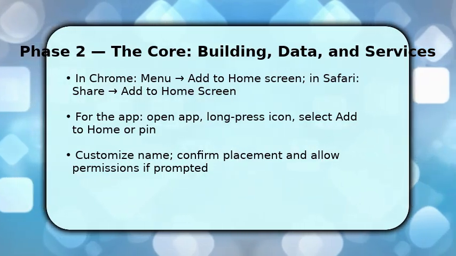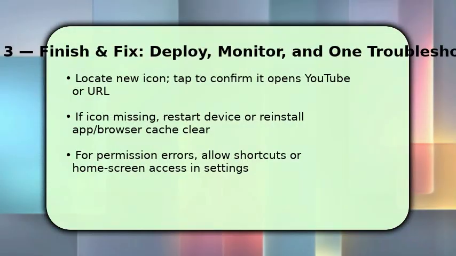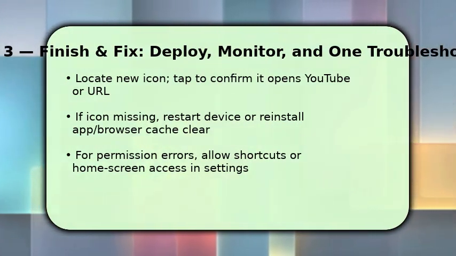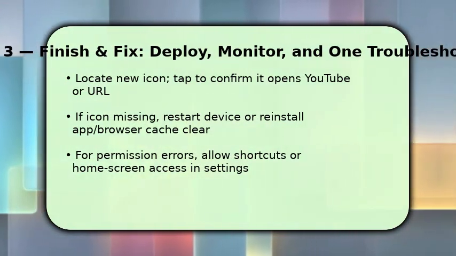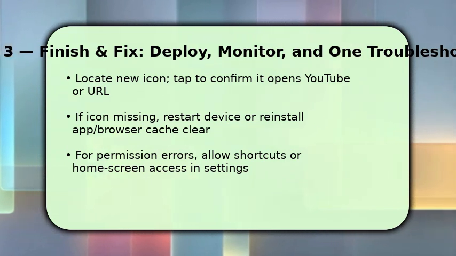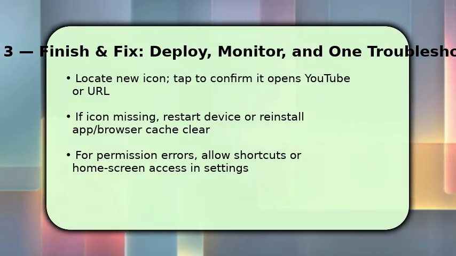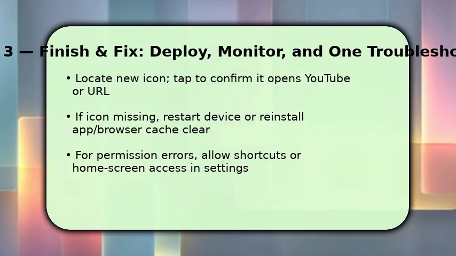Finish by testing the icon you added. Tap it to confirm it launches YouTube or the exact URL you saved. If nothing happens, restart your phone and check the app or browser's permissions. Sometimes shortcuts need home screen access. If the icon vanished, clear browser cache or reinstall the app and repeat the add step.